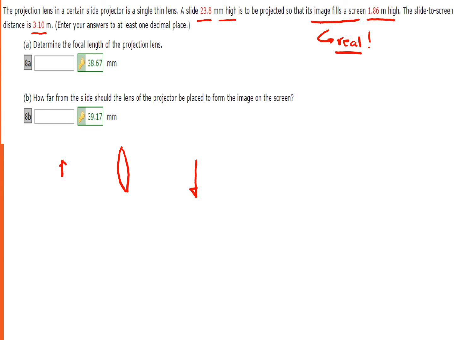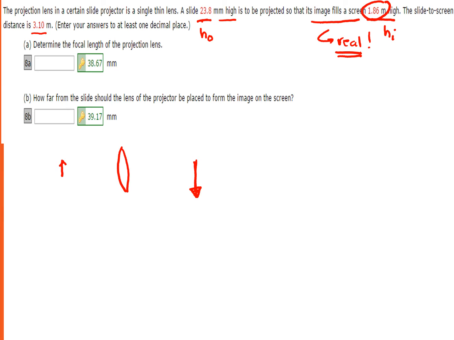We say magnified because if we look at the problem, it fills the screen that is 1.86 meters high. So the original height of the object is 23.8 millimeters. This is the original height, or the height of the object, and the image is 1.86 meters. So obviously it is magnified, and it is inverted because it is a real image.